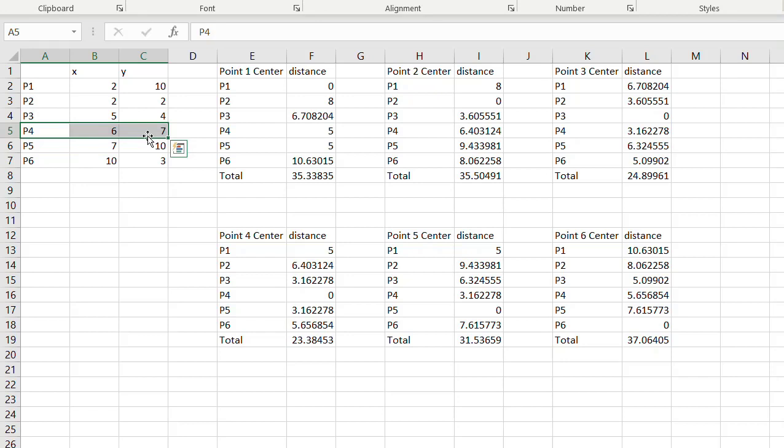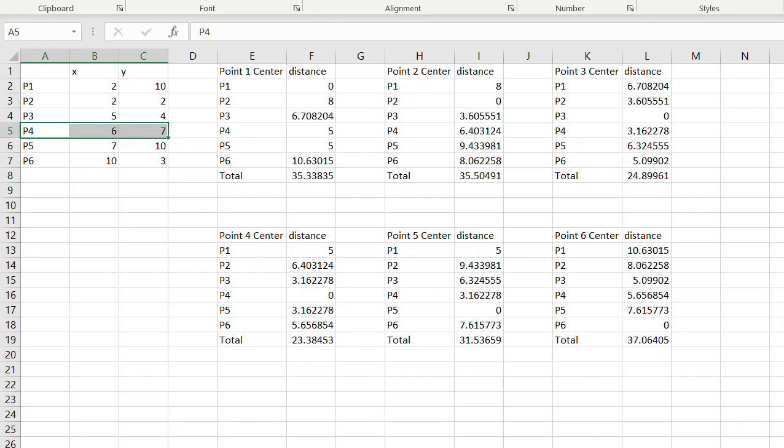Just to recap, all I've done is calculate the distance from one point to all the other points. I've summed that distance up for each point, and then we looked to see which one was the lowest. That's how we minimize that distance.